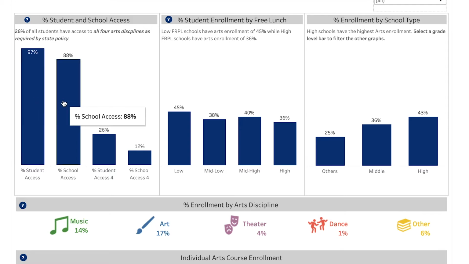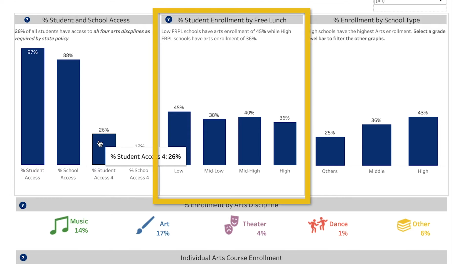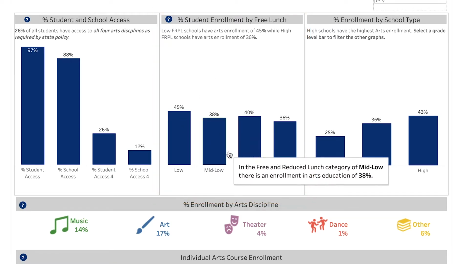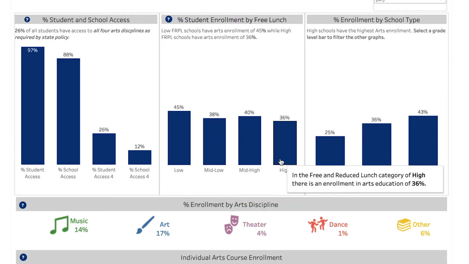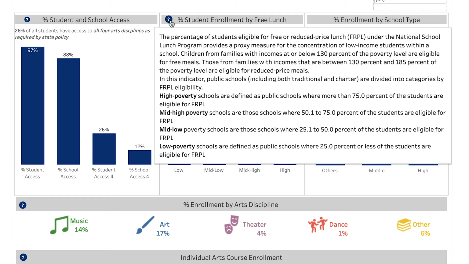For instance, here you could see that only 26% of our students have access to all 4 arts disciplines as required by state policy. This middle box is especially important when looking at equity, as it will show you any difference between students who are on free and reduced lunch and those that are not. All students deserve equal access to the arts. These little question marks will also give you more information about what you're looking at.